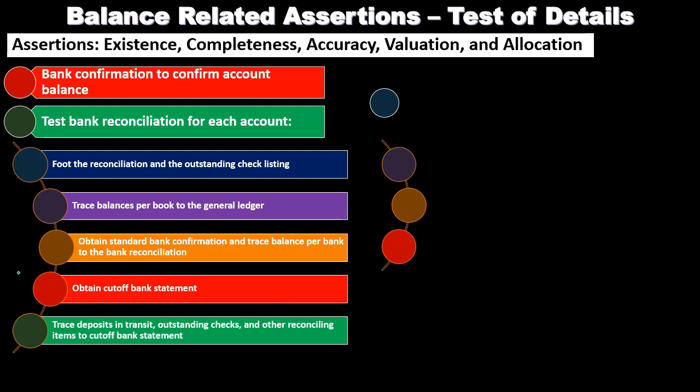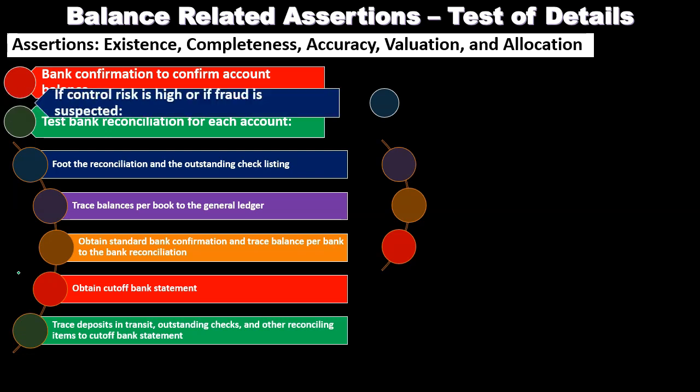Trace deposits in transit, outstanding checks, and other reconciling items to the cutoff bank statement. So again, we're going to take all the items that are outstanding, outstanding checks and deposits, and check to see if they've cleared in the following time period. That gives us confirmation that they're not made-up amounts, that they are actual amounts, that the difference is really just simply a timing difference between when the bank is aware of them and when the company is aware of them.